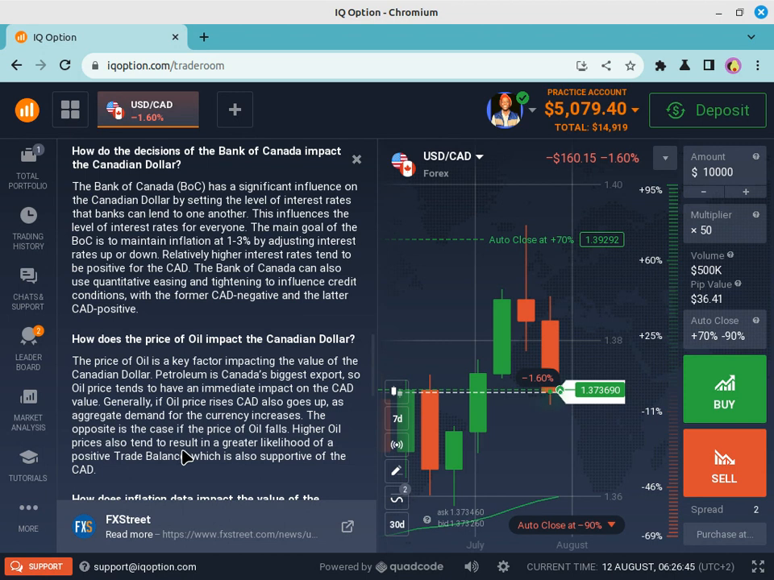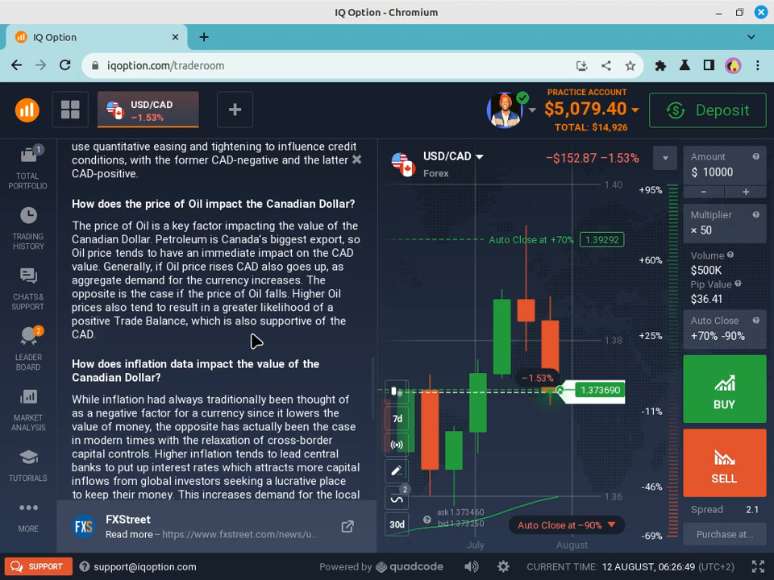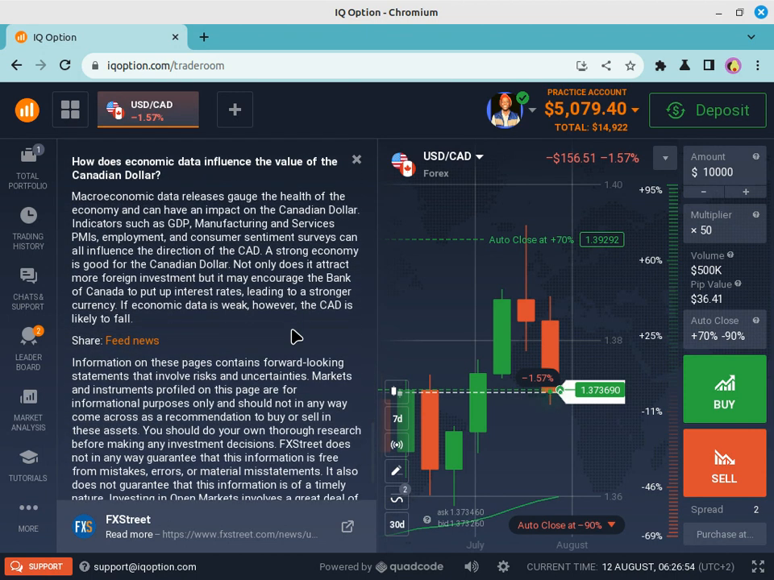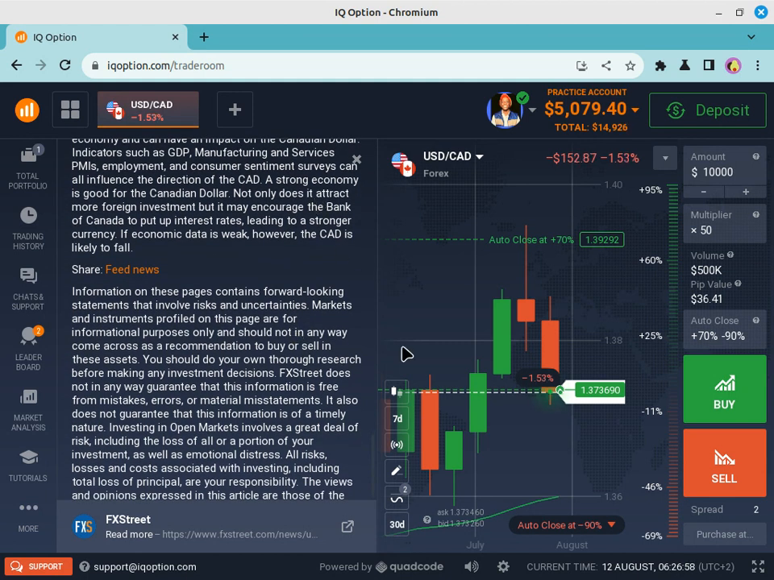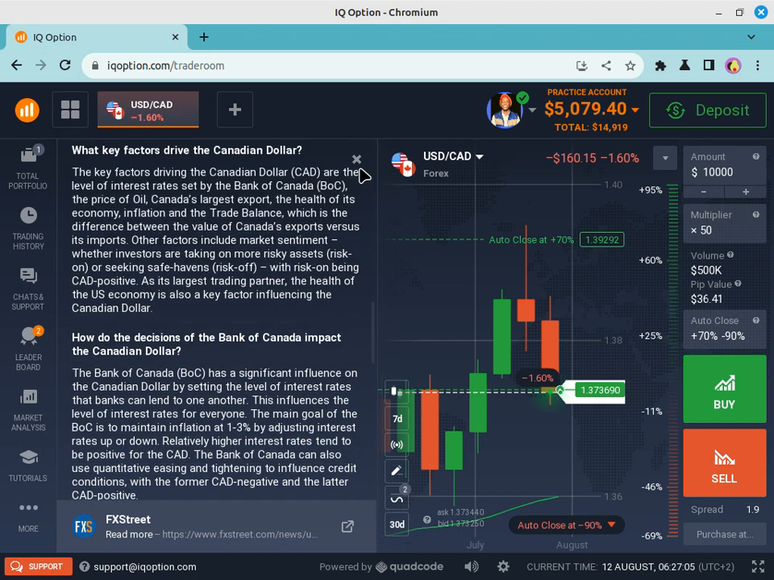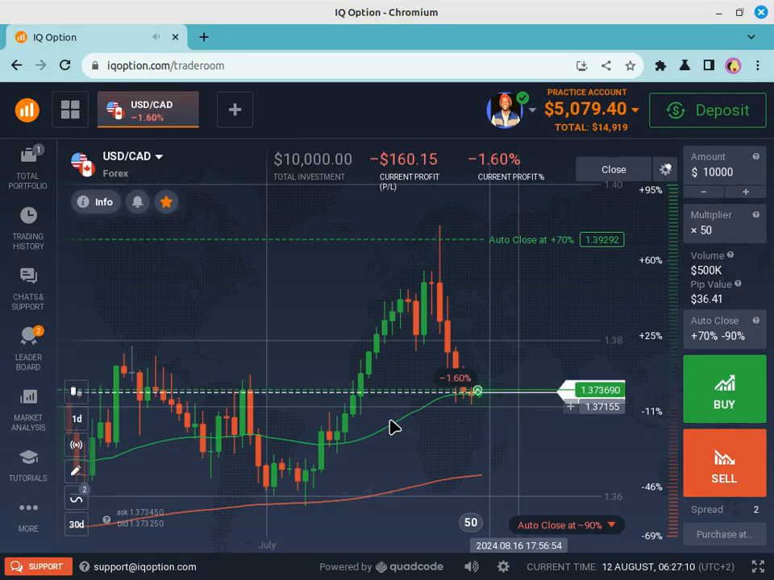Higher oil prices also tend to result in greater likelihood of a positive trade balance, which is also supportive of the CAD. So basically, we're just looking at what could be the possible news that could cause what's happening right now. So basically, what caused this drawdown here was the jobs report.